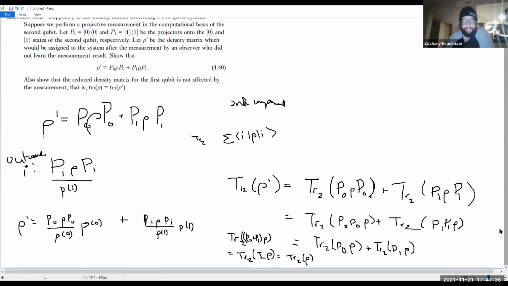Ta-da! Well, I wouldn't have thought to do that. I would have tried expanding it all out. I can tell from the eraser marks that I tried that as well. So you're not alone.